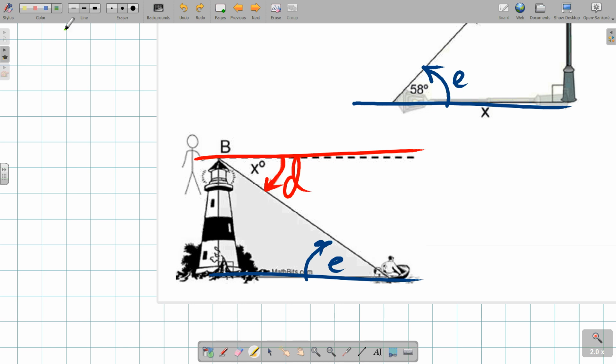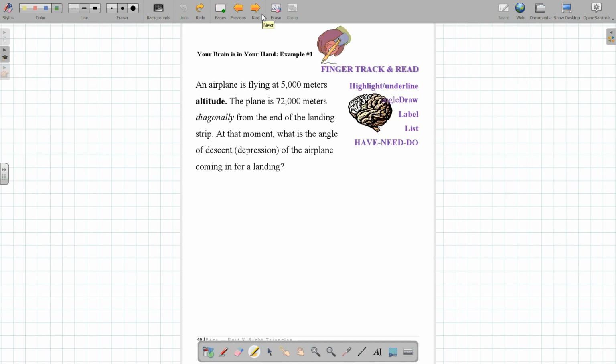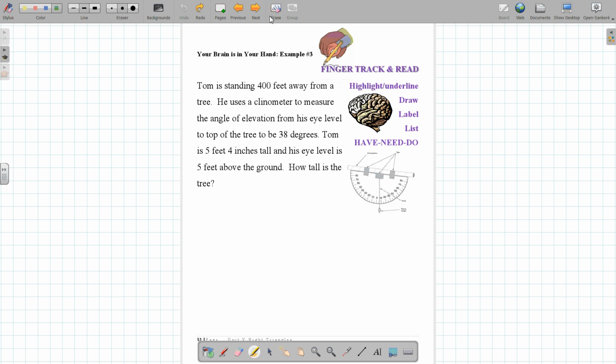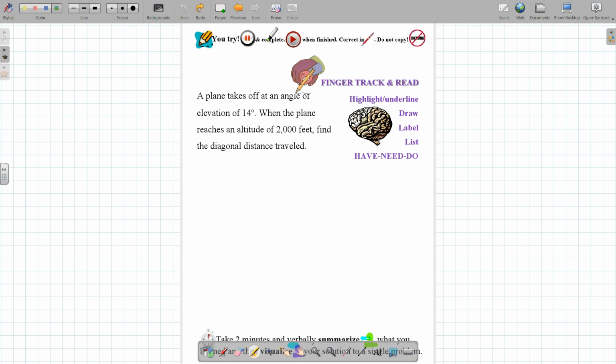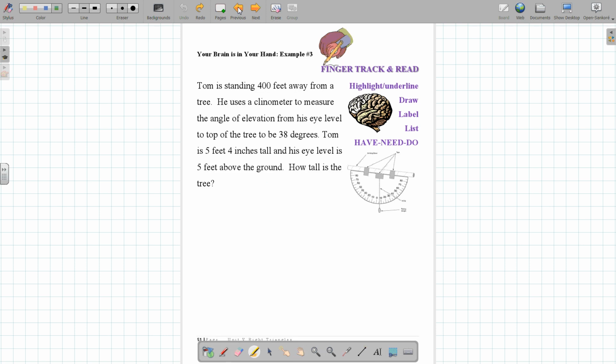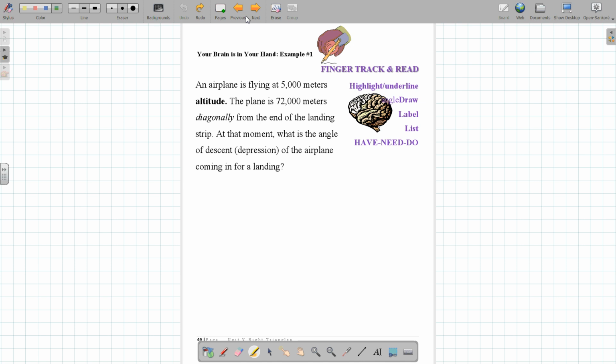Super important that you're able to spot these, especially your angle of depression, which is usually a little bit harder to draw. We're going to do 3 practical application problems. It is super important you learn to follow my directions. We're going to do 3 together and the 4th one on your own.